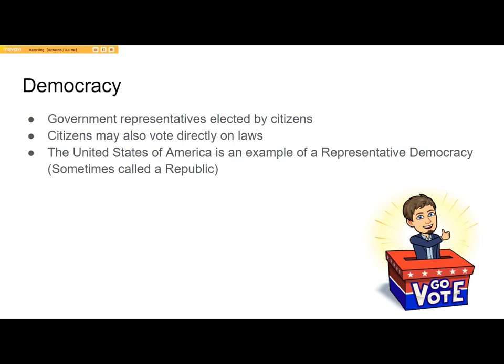All of this is being done by people who are voted on by the citizens, meaning that those government officials really need to work for the people, because if the people don't like them, they could always vote for someone else. The United States would be a great example of a representative democracy, or sometimes called a republic. This means we're voting on both. We're voting on representative government officials to run the government for us, but we also get to vote on laws, especially at our more local level.